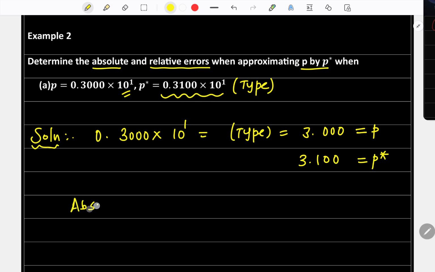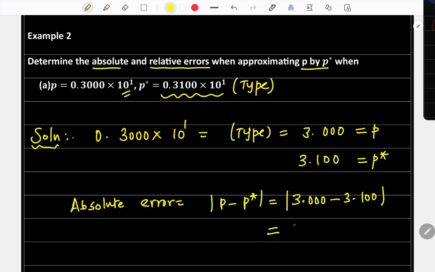So we are going to calculate absolute error. So what is the formula for absolute error? Absolute value of p minus p star, which is equal to absolute value of 3.000 minus 3.1000. So which is equal to how much? I can calculate in the mind, 0.100. So this is your absolute error.